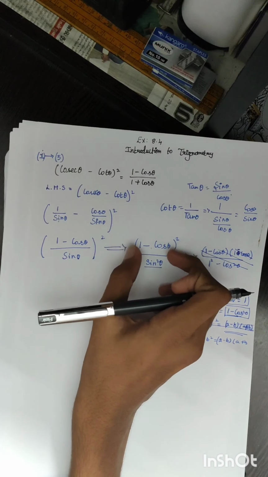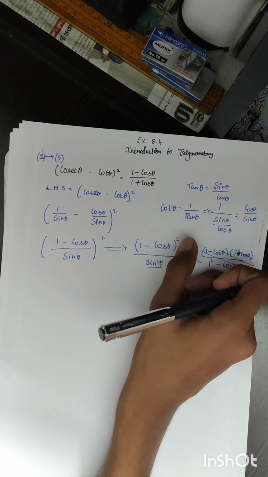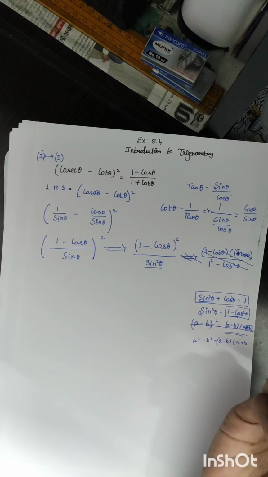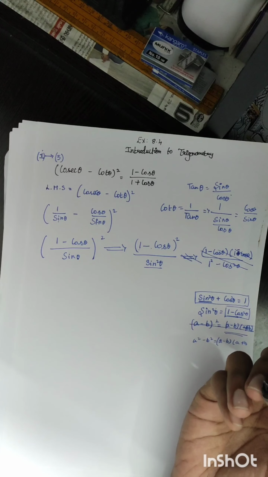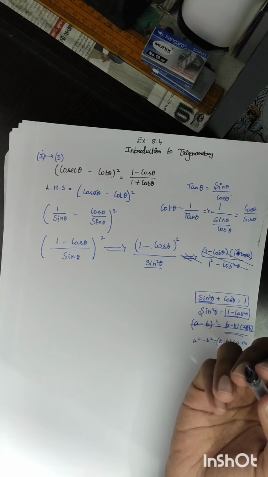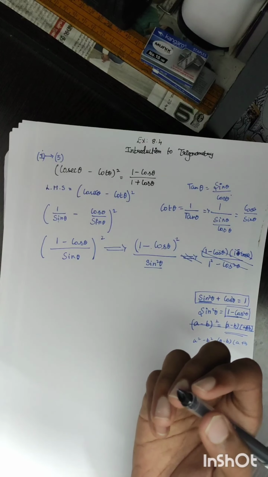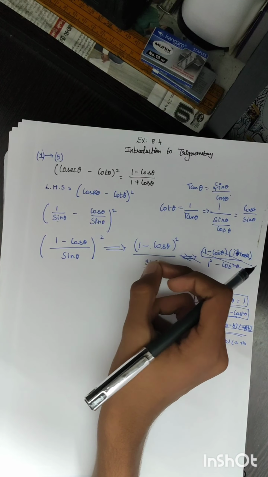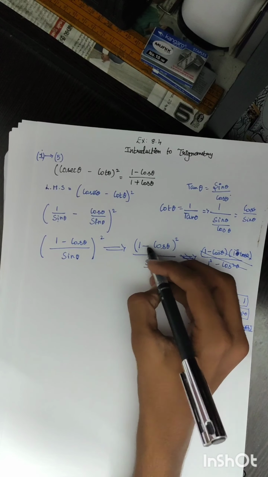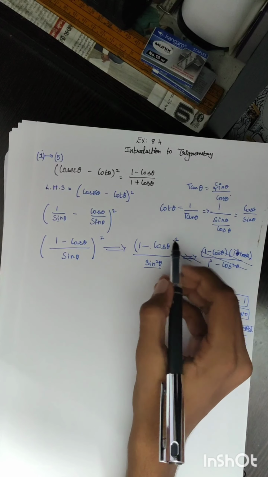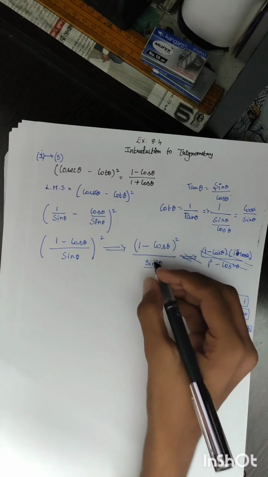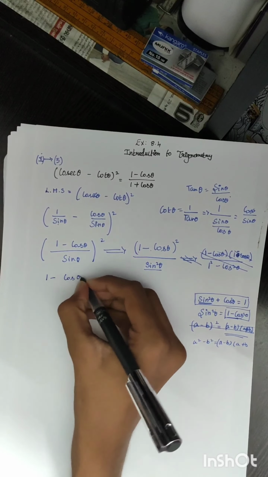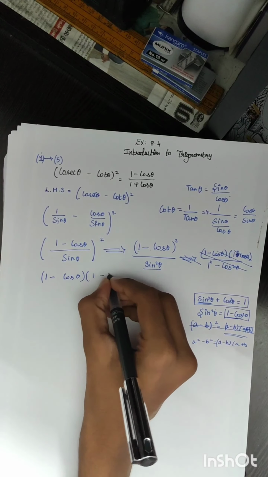After this step, the numerator can be written as a minus b the whole square, which is equal to a square minus 2ab plus b square. Or else you can also do it by another step, by writing this one as a square. At the final answer we will be getting it, because this can be written as 1 minus cos theta multiplied by 1 minus cos theta.